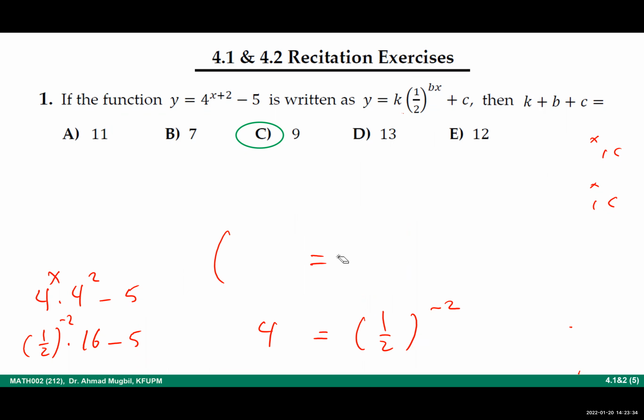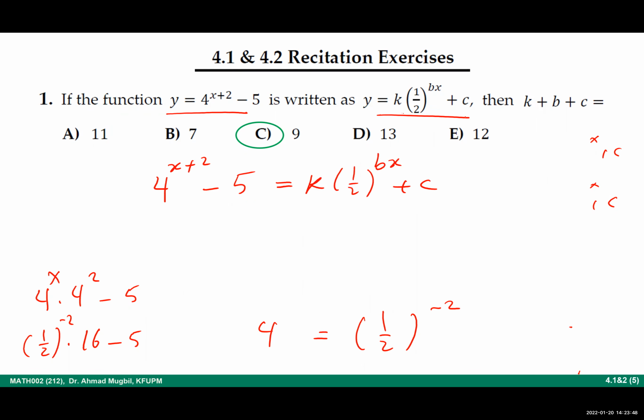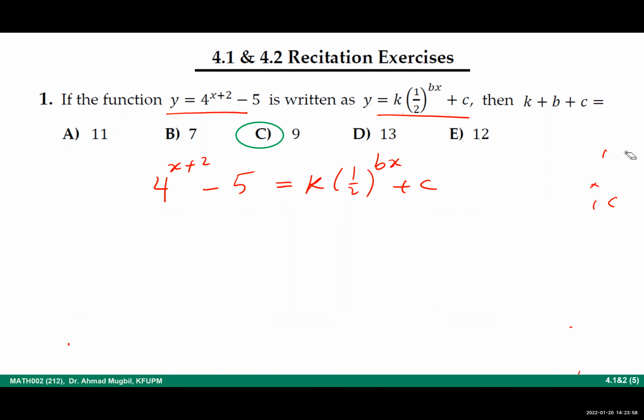In fact, if you think about it, you have here 4 to the power x plus 2 minus 5. You need it to be the same as k to the power a half bx plus c. So this one is written as this one. Now you need to know just what is k, what is b, what is c that satisfy this. Okay? So we will work on them at the same time, and I believe that this is the best way. Of course, you can use what I told you before. So this will be 4 to the power x multiplied by 4 to the power 2 minus 5, right?